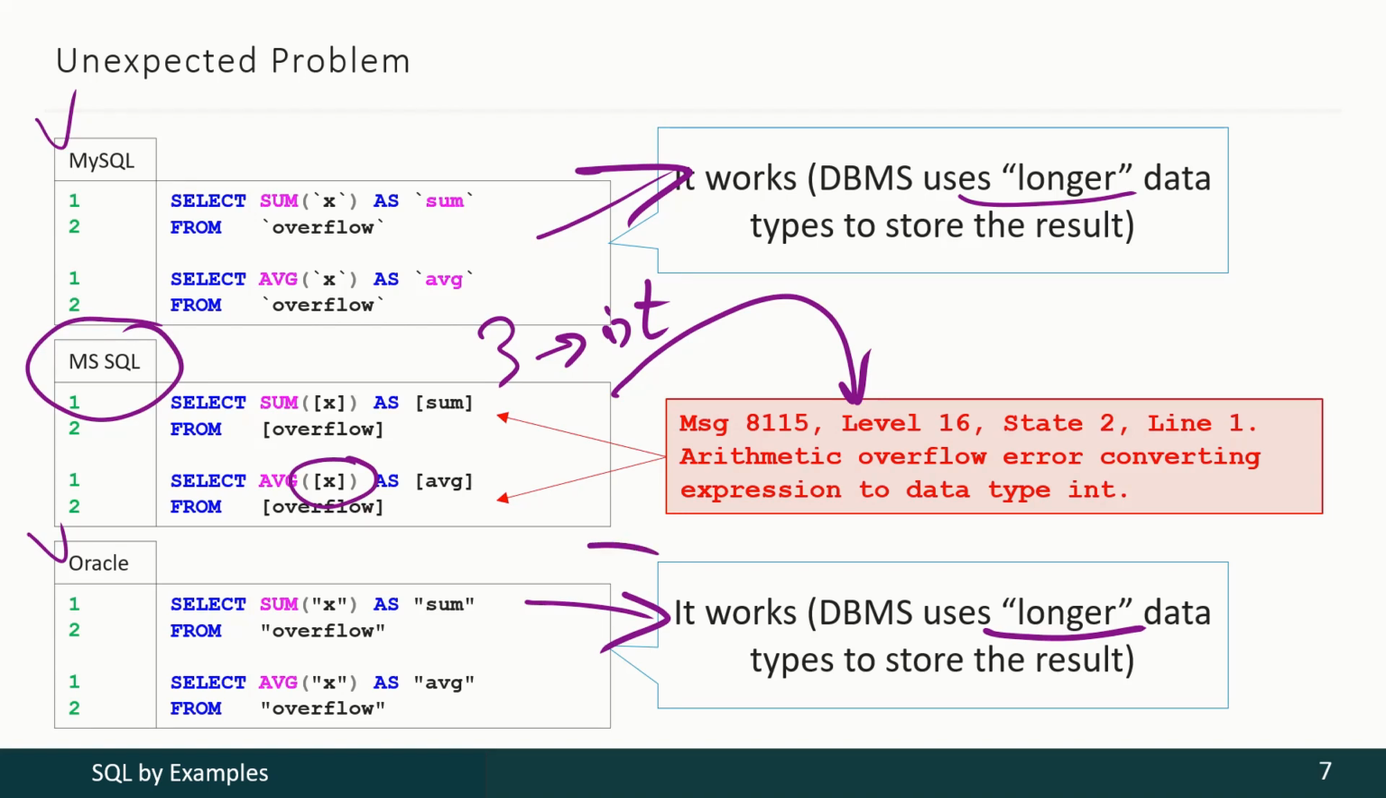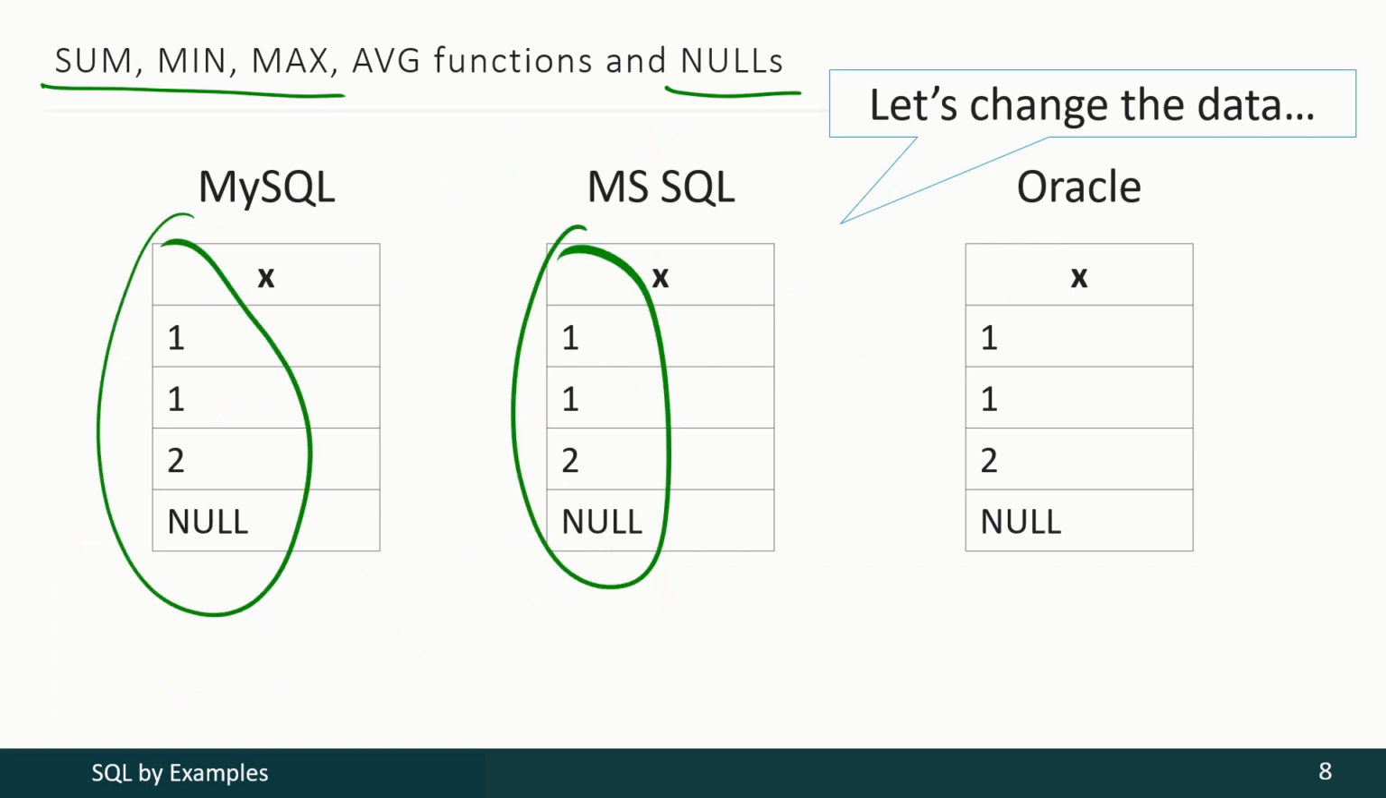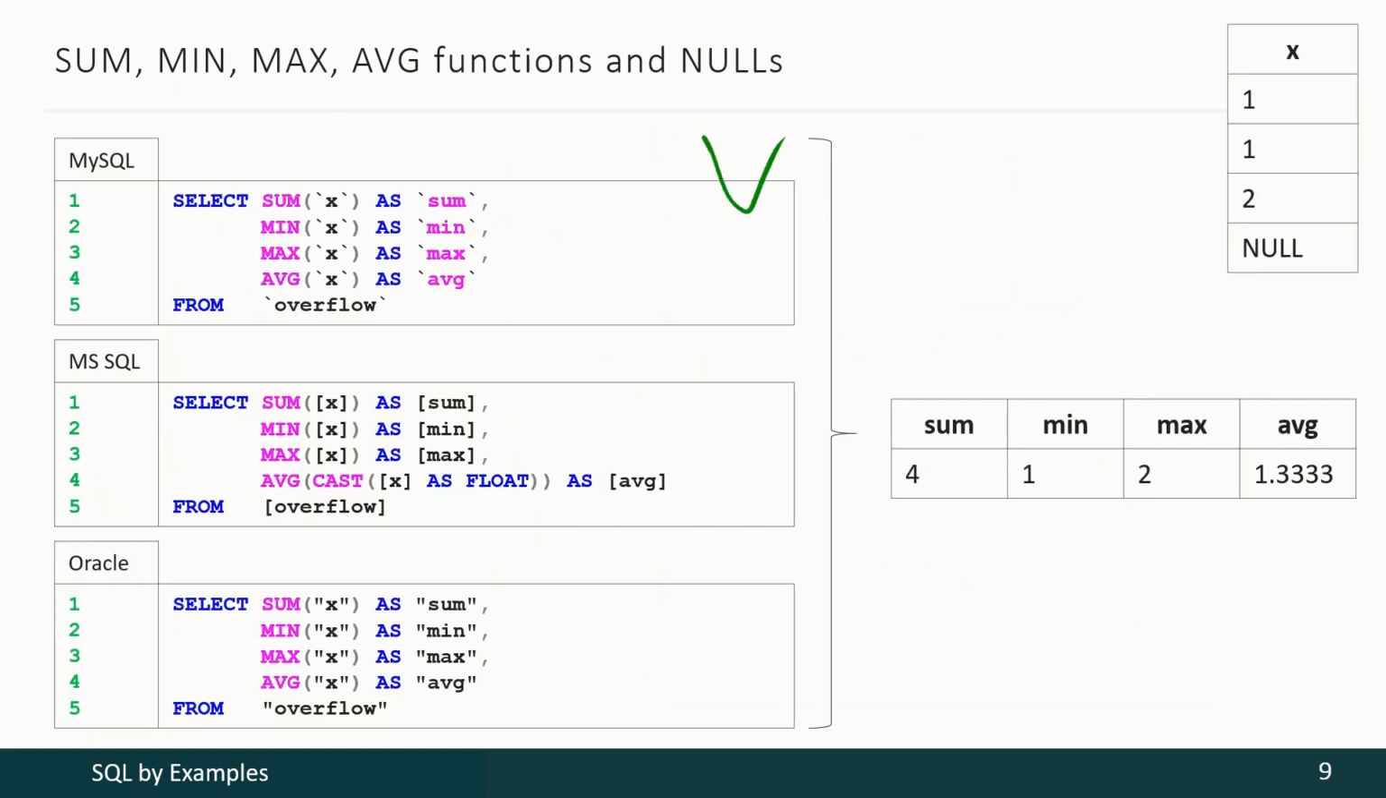So with those values mentioned on the previous slide, these queries work. But in some cases, if we use really huge values for that X field, we may receive the same error message for every DBMS. Now let's investigate how all these functions interact with nulls. Let's put such data in our table. And we see that all 3 DBMSs just ignore those nulls and produce some result without those nulls, like those nulls do not exist.